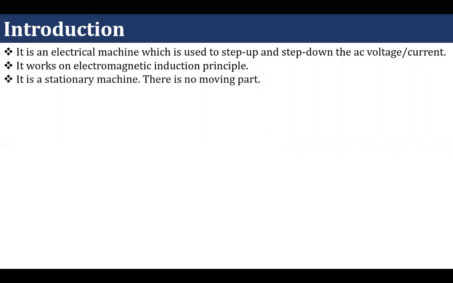It is stationary in nature. As I said, in the electrical domain we have three different machines: motor, generator, and transformer. Out of the three, two, motor and generator, have a rotating part, whereas in a transformer we do not have any kind of rotating part.